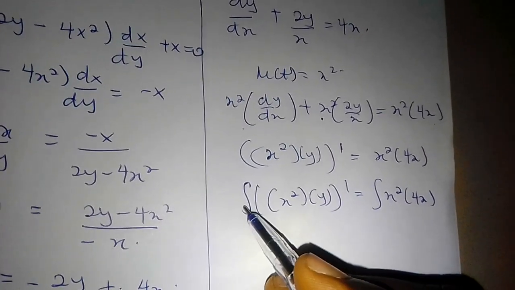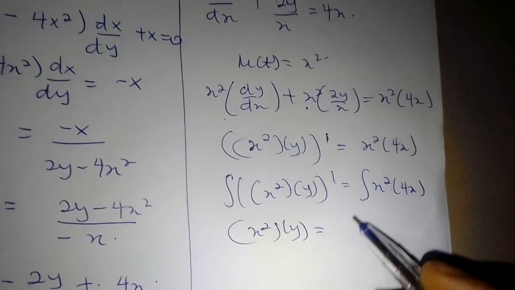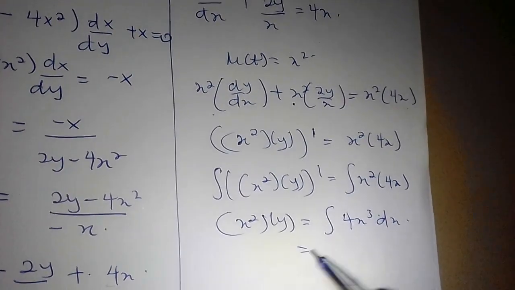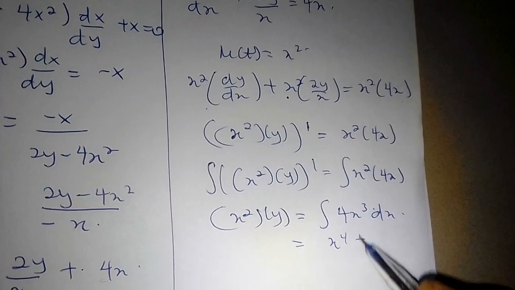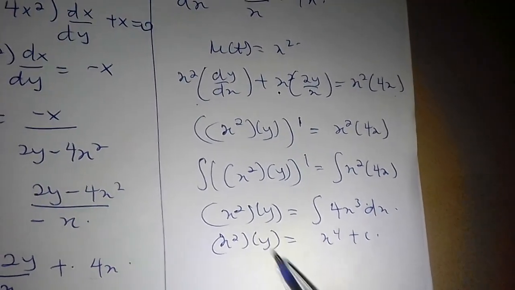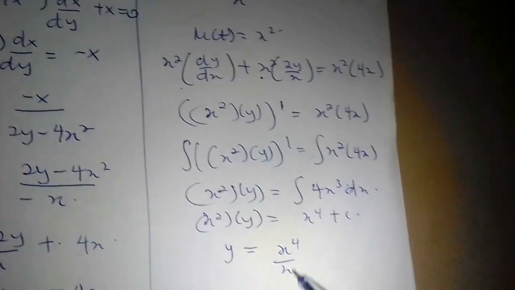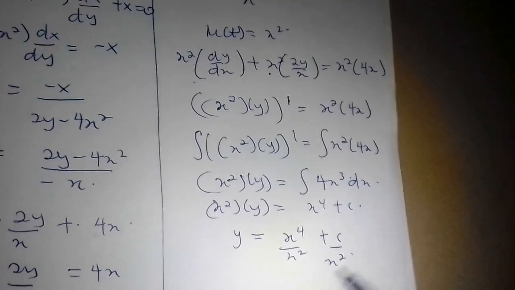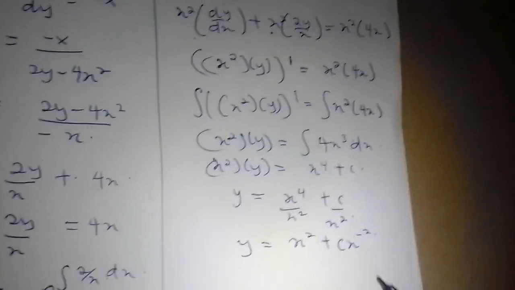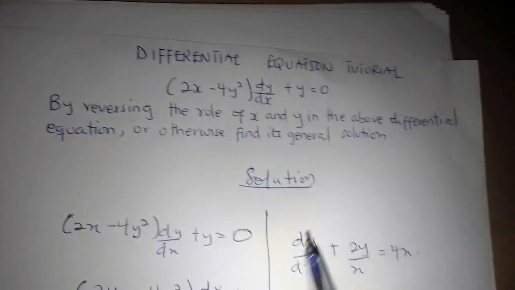So now, this derivative will cancel, so here will be x squared multiplied by y is equal to the integral of 4x cubed dx. And this is simple. This is the same as x to the power 4 plus c. As simple as that. So we have x squared multiplying y. At this point, my y is going to be x to the power 4 over x squared plus c over x squared. So y will simply be equal to x squared plus c x to the power negative 2. And this is the general solution to our differential equation here by reversing the role of x and y.